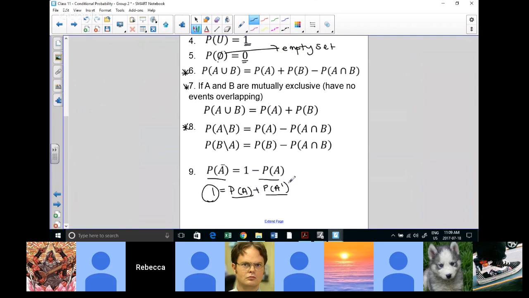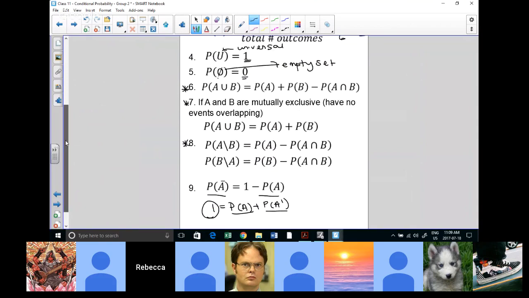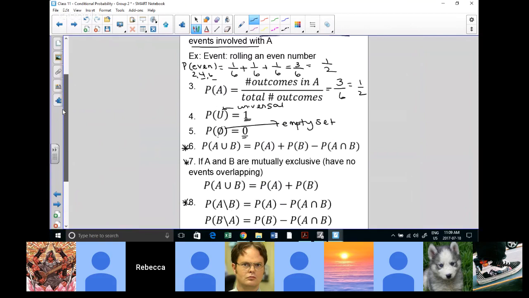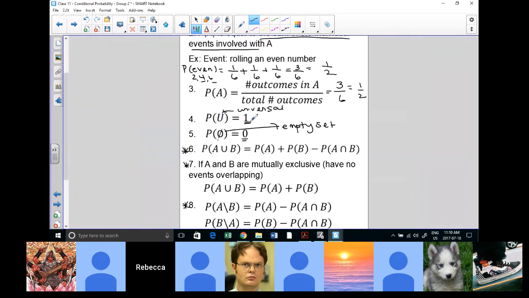Just things like if we have two things that are complements of each other, meaning they create the whole solution set, then if we add up those probabilities, it should give me 1. The probability of the universal set is 1, and the probability of the empty set is 0. So we're going to look at number 4. The probability of A or B is equal to the probability of A plus the probability of B minus the probability of their intersection.